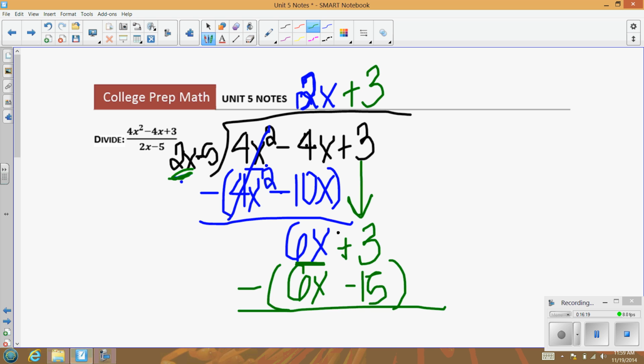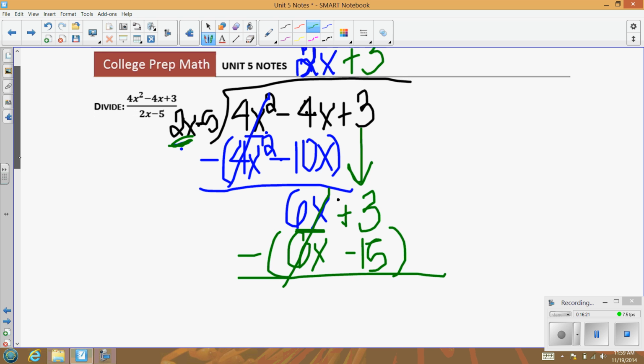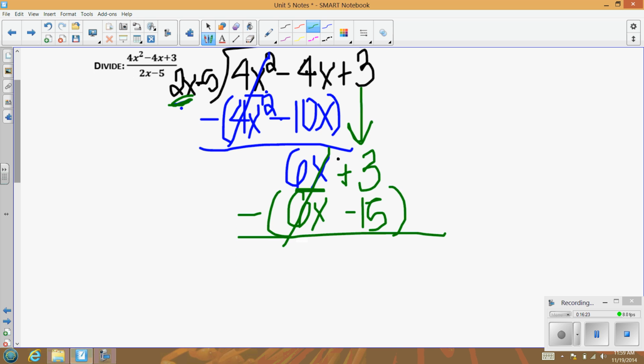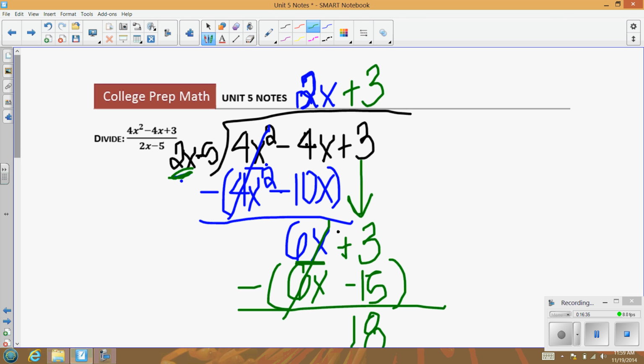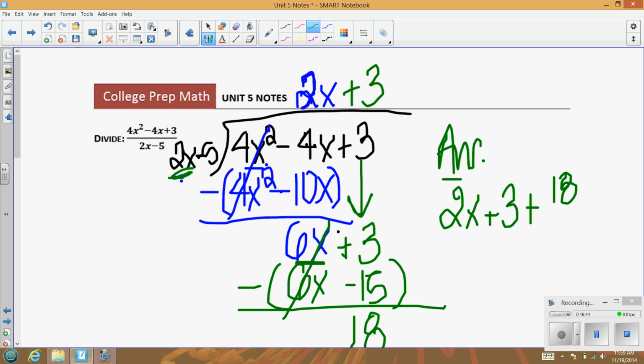Subtracting off in parentheses, these are gone. 3 minus negative 15 is really 3 plus 15. So I'm going to get 18. So my remainder is 18. So my answer here is going to be 2x plus 3 plus my remainder over what I divided by. So 2x minus 5.